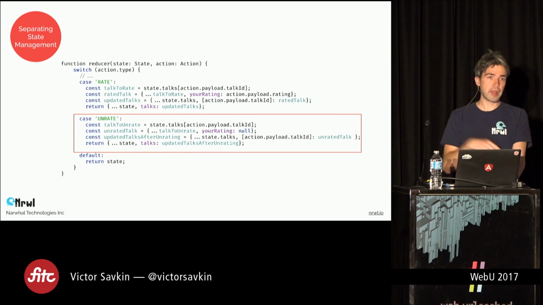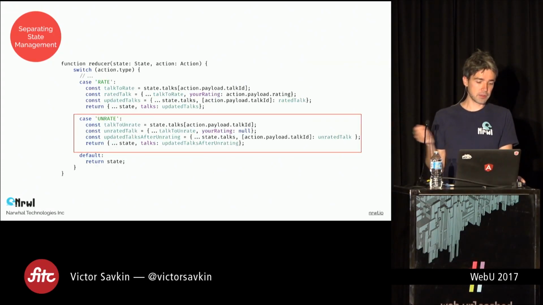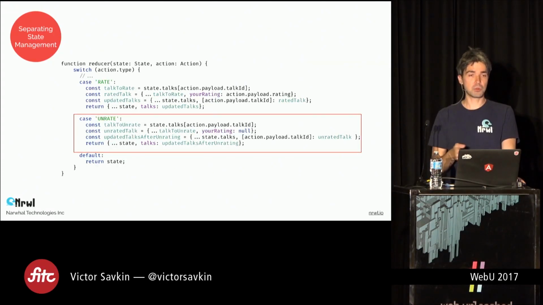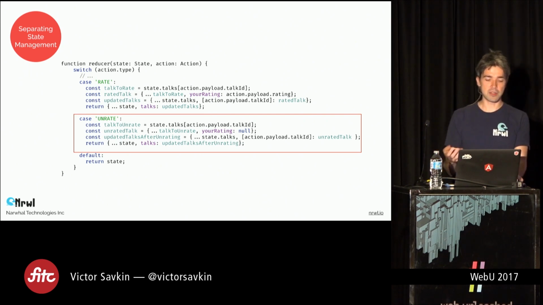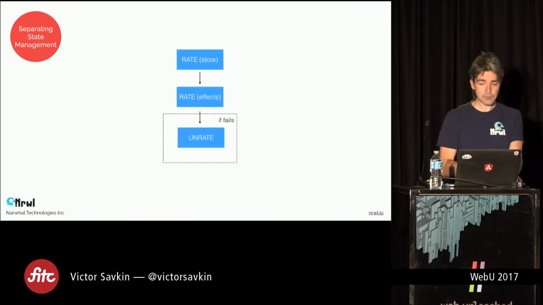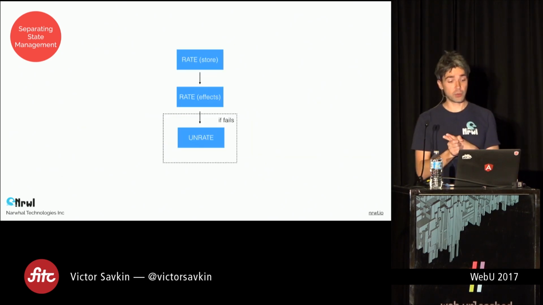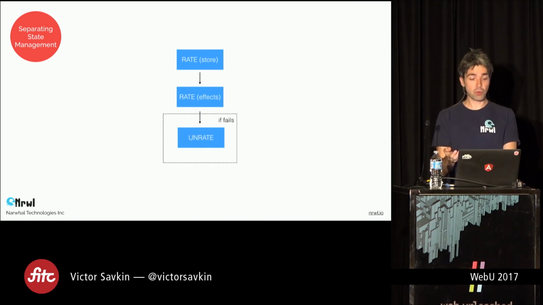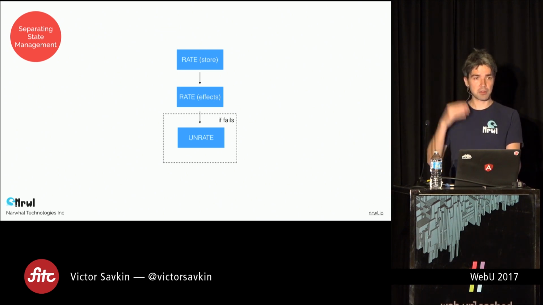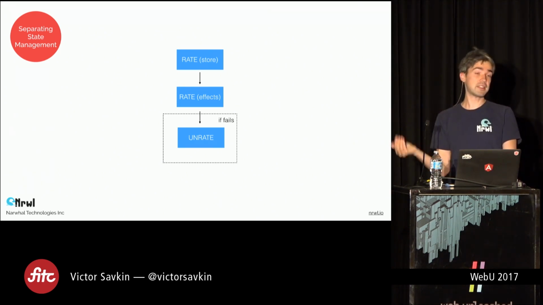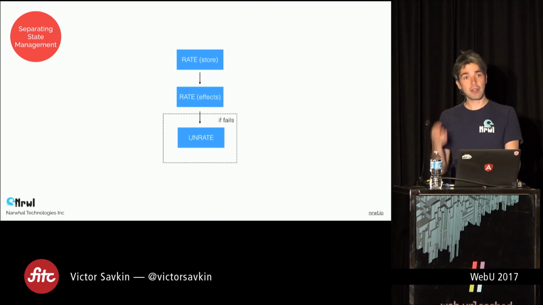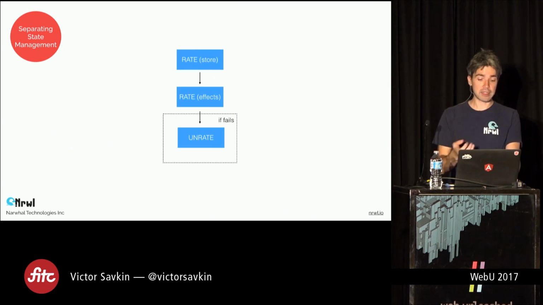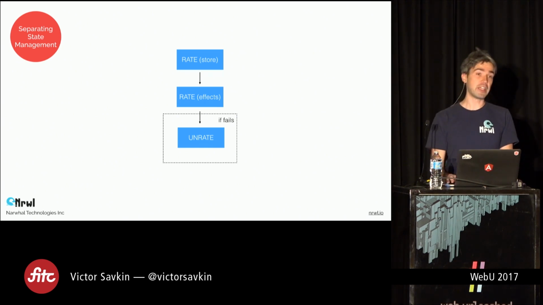Finally, in the setup, we want to add the handling of the unrate action. Okay? And again, we take the object in memory, create a new copy, all the same kind of stuff, to create a new copy of our state. This is what it actually looks like. So if we want to rate a talk, we're going to dispatch a rate action. It goes to the store, which does whatever it needs to do. At the same time, it goes to an effects class. The effects class goes to the server, tries to update it. If it succeeds, wonderful, we don't do anything. If it fails, we're going to dispatch an unrate action that will undo our state modification.